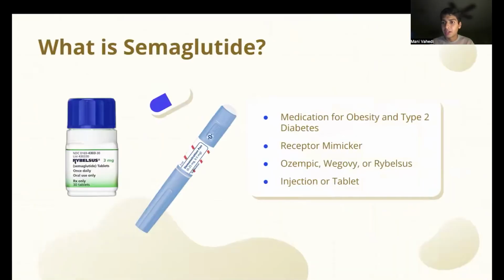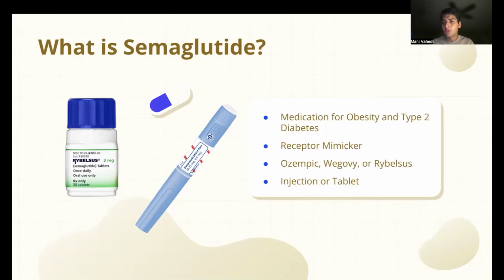So now getting into our presentation, what is semaglutide, first of all? So semaglutide is a medication for obesity and type 2 diabetes. We'll be focusing more on obesity here today, although it has that additional benefit for diabetes. It's a receptor mimicker specifically for GLP-1, which is why it's able to be so effective. We'll dive into that later on.